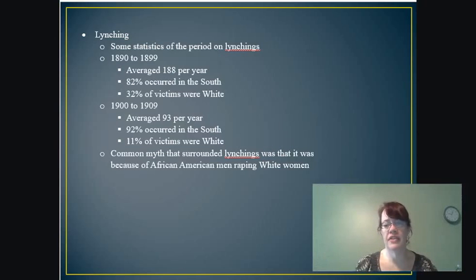The common myth that surrounds lynching is that it was because of African American men raping white women. So one of the topics that I kind of brought up when I was discussing Birth of a Nation is this idea that there's a very nasty stereotype about African American men and sexuality. Ida B. Wells, who I'll be addressing later in my lecture, really addresses this myth that this is what happens. And the reality is that very rarely was it because of sexually motivated crime of any kind.